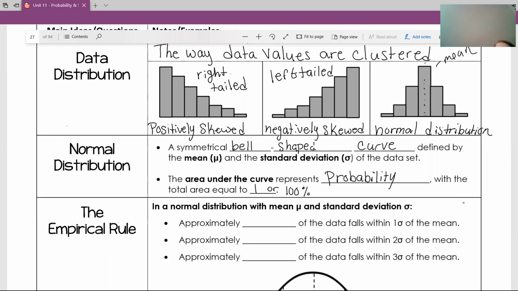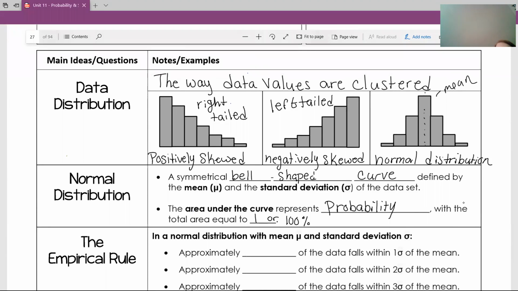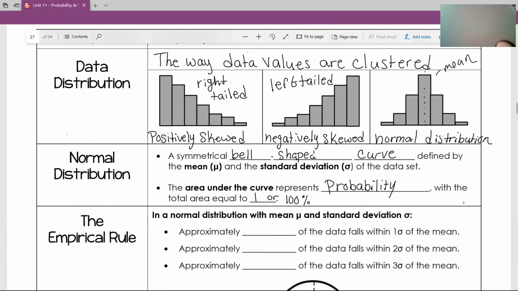We went over just about all of that before school left. So if you have more questions, let me know. You can pause the video to write in all of this stuff if you didn't write it while we were in class. But I'm going to move down to the empirical rule.